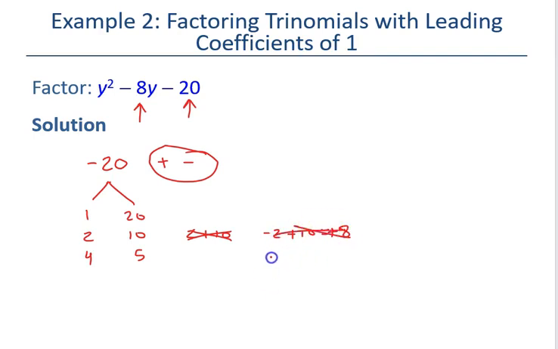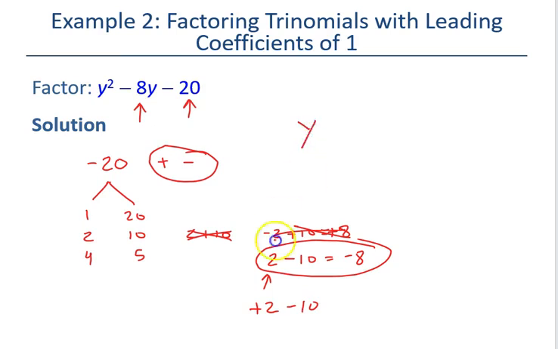Well, how about this one? How about 2 minus 10? That does give me my negative 8. So there's my guy right there, and there are my factors. That's a positive 2 and a negative 10. I can write this as y plus 2, and then y minus 10. And there's our factored form.